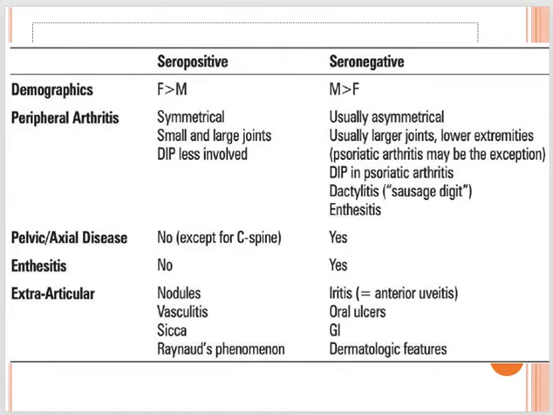When it comes to the axial or pelvic region, seropositive doesn't involve it. Seronegative, yes, will involve it. Enthesitis will present in seronegative. And extra-articular manifestations in seronegative are more of iritis, inflammation of the iris, oral ulcers, GI ulcers or GI involvement, or dermatological features. In seropositive, they give nodules, vasculitis, sicca, and Raynaud's phenomenon. Sicca, I will discuss what that is.